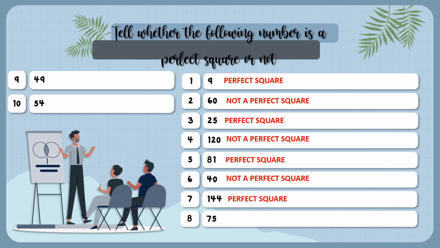Now let's have number 8. Number 8, we have 75. 75 is not a perfect square. Now let's proceed to number 9. Number 9, we have 49. 49 is a perfect square because of the factor 7 times 7. The product of 7 times 7 is 49. And that makes 49 a perfect square. And the last number is 54. And 54 is not a perfect square.